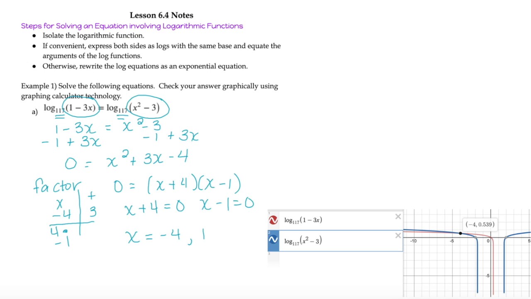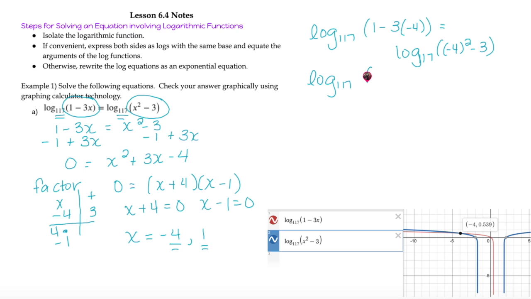So I'm going to use -4 as my first piece to see if that is a valuable solution, and then I'll check 1 as well. When I check log base 117, I'll have 1 minus 3 times -4 equal to log base 117 of -4 squared minus 3. Here we'll have log base 117 of 1 plus 12, or 13. And log base 117 of -4 squared, or -4 times -4, which is 16. 16 minus 3 is 13, so this checks out.